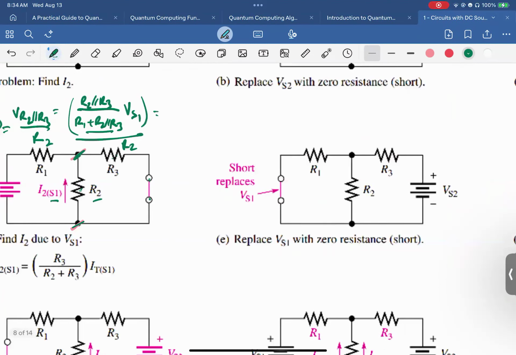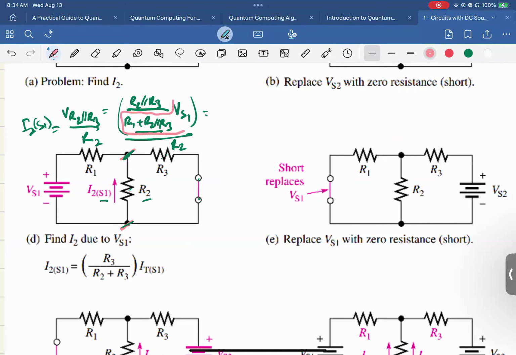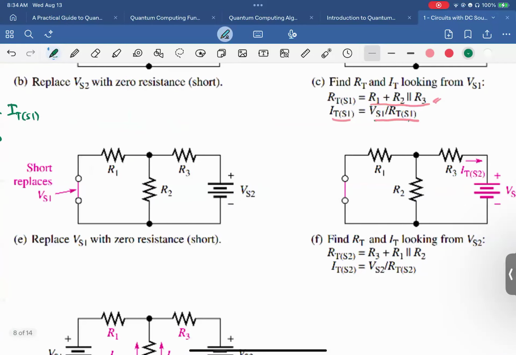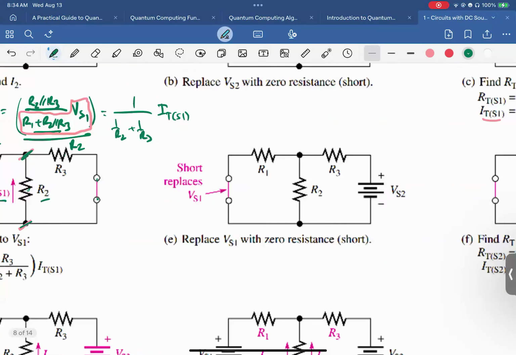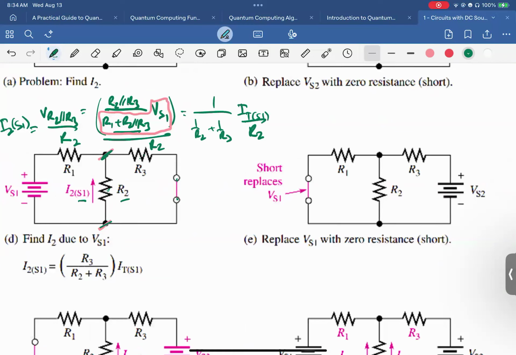So, that's this one. Okay, yan yung total current. Okay, at ito, okay, is 1 over R2 plus 1 over R3. Ulitin natin. 1 over R2 plus 1 over R3 times yung total current na S1. Okay. Yan. Okay. And then divided by R2. Okay. So, syempre, i-multiply, ipapasok natin yan doon.